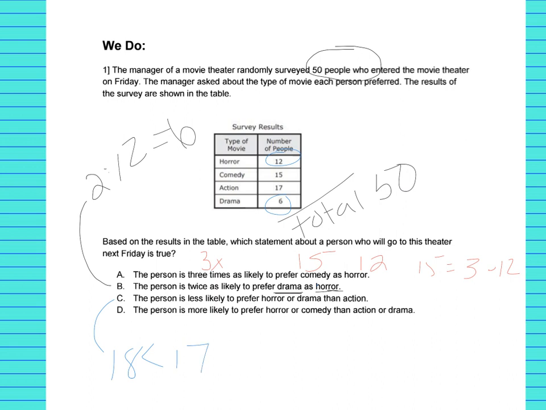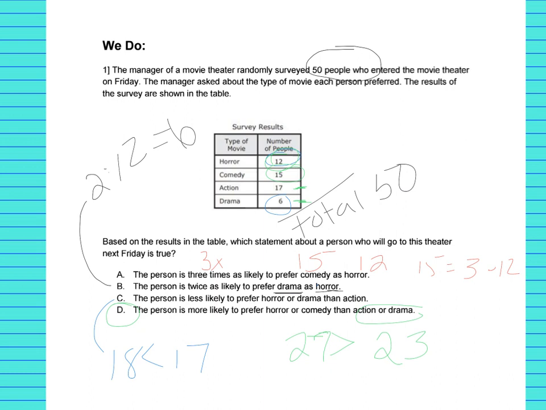The person is more likely to prefer horror or comedy. So horror and comedy, 15 plus 12, 27. Then action or drama. So we need to put action and drama together. So we have 17 plus 6 is 23. Is 27 greater than 23? It sure is, so our correct answer choice is D.